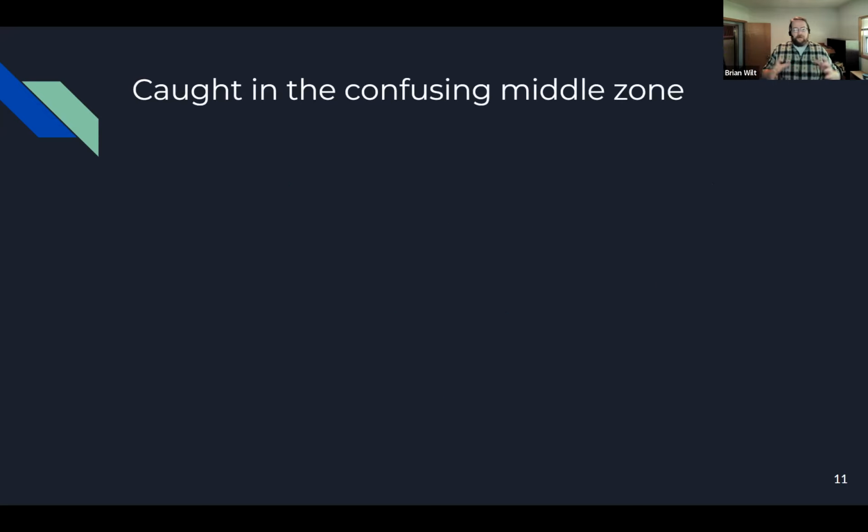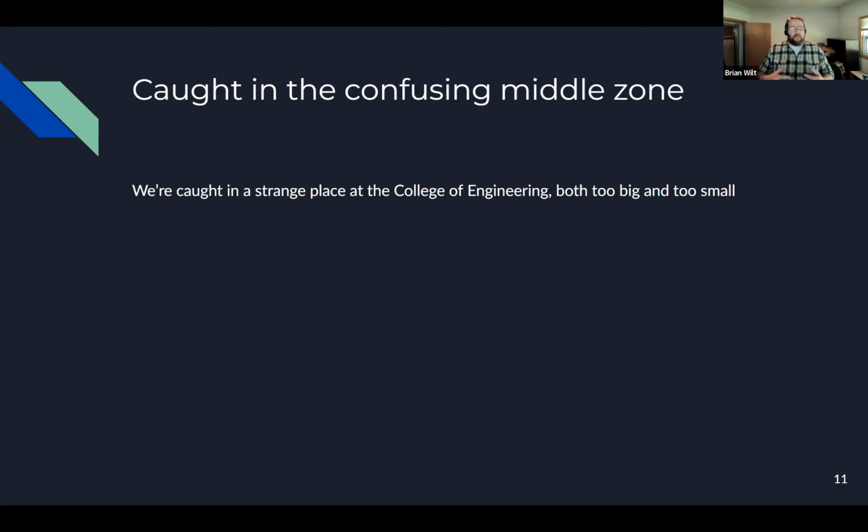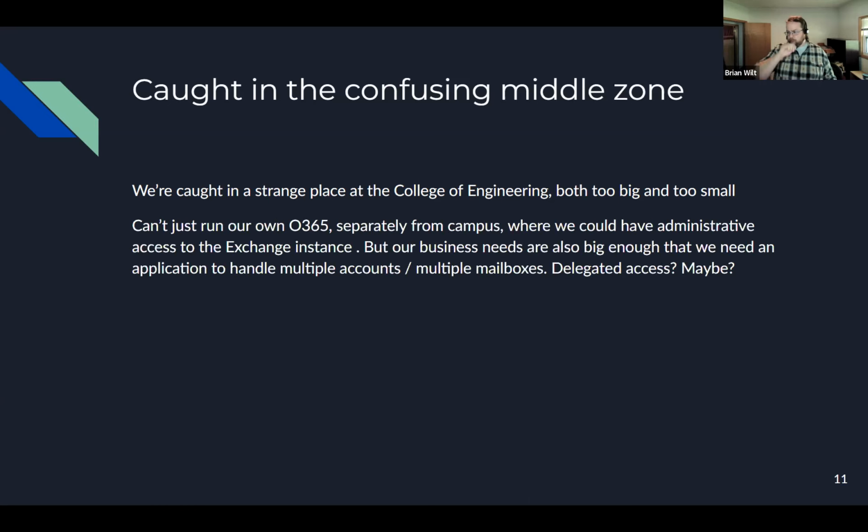So it's kind of a confusing middle zone is what I want to say. The College of Engineering is in some ways an organization that is both too big and too small, at least as far as this specific problem for emails and for O365 is concerned.